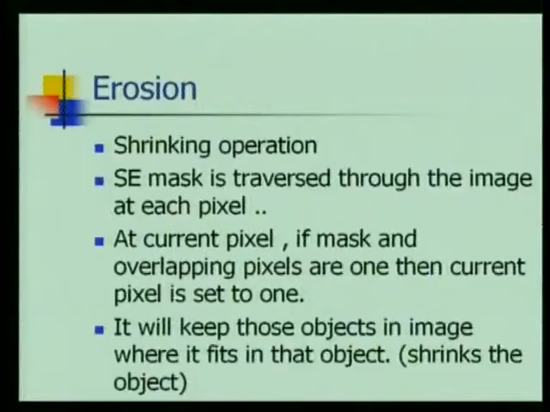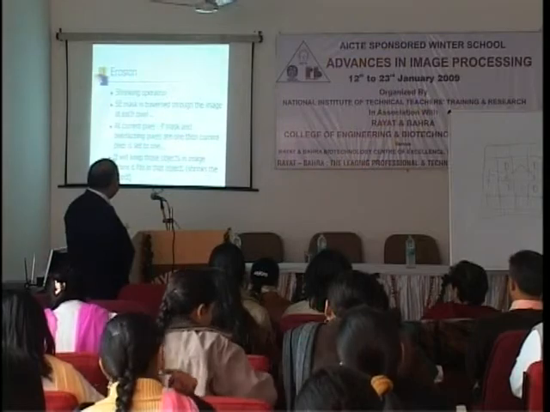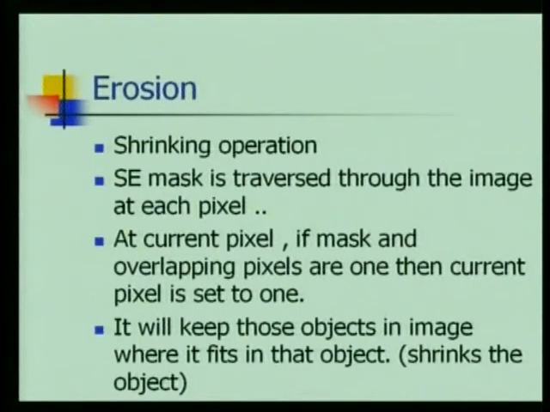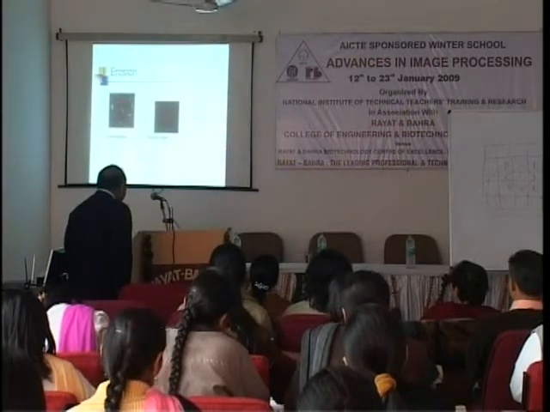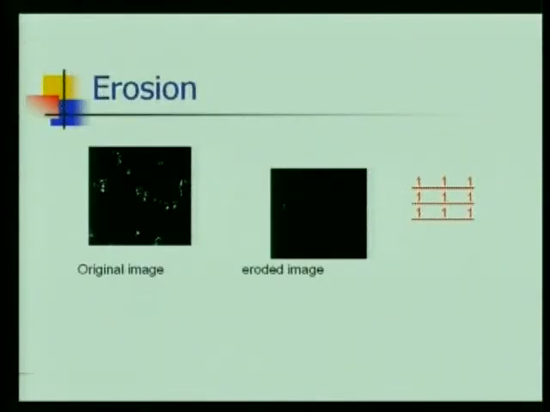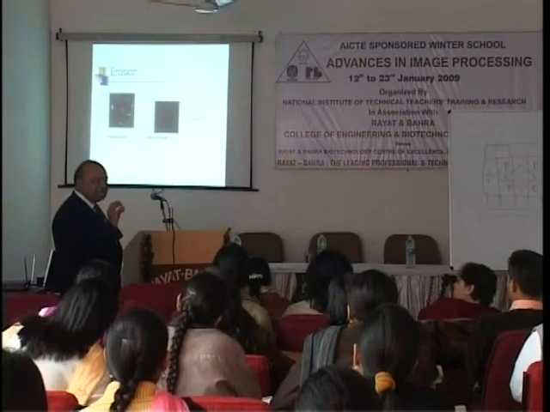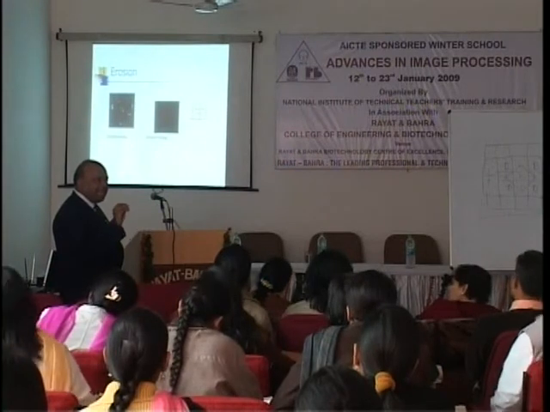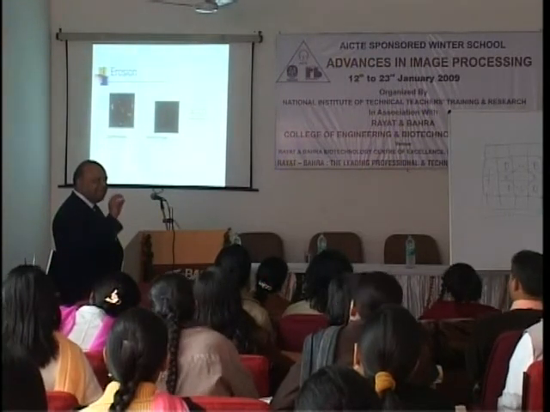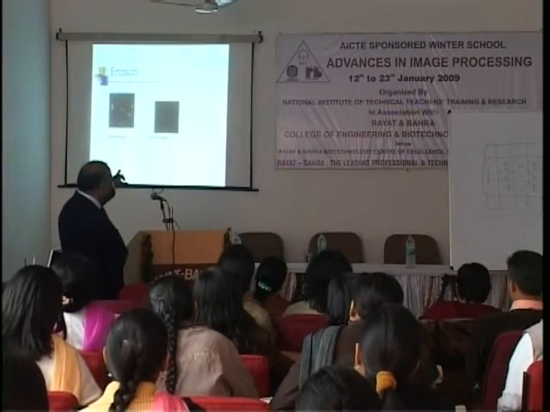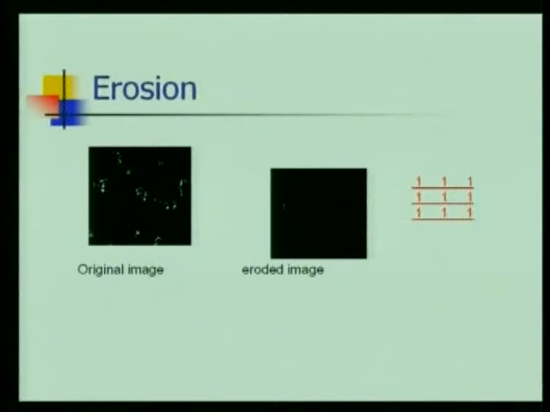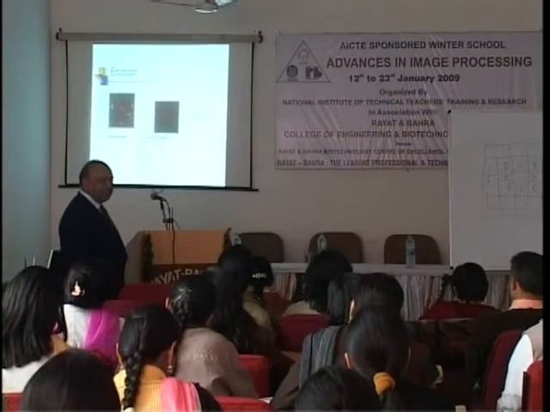So erosion is a shrinking operation. One is dilation, another one is shrinking. The structuring element mask is moved through the image. This we have already discussed. So you will see that this is my original image. In case of erosion, the black area will be increased and the white area will be reduced, so smaller white patches will be removed. You will see in the eroded image, smaller white patches are removed.